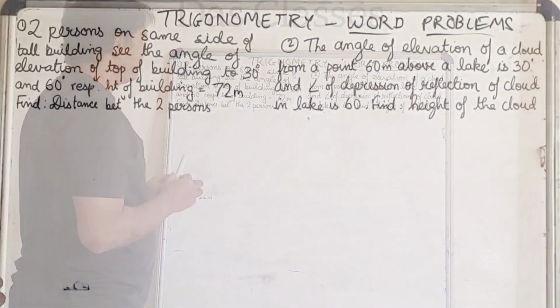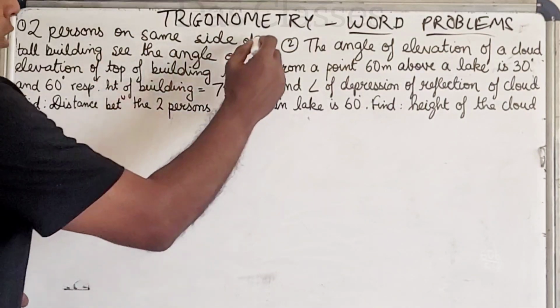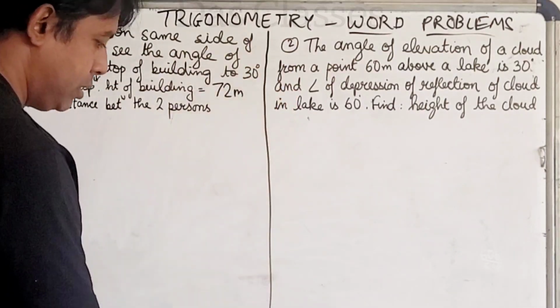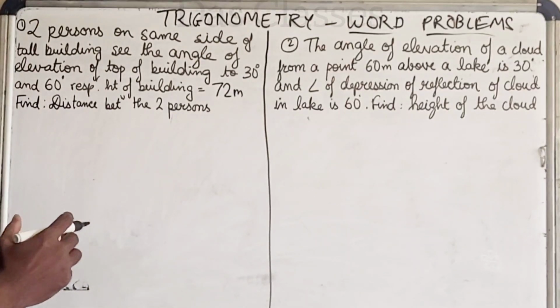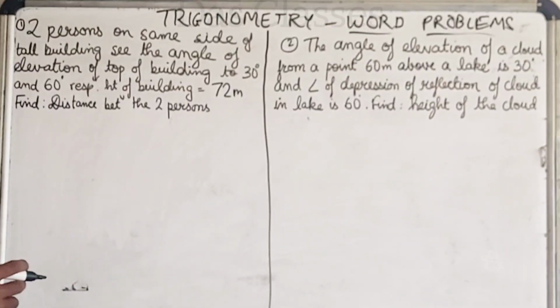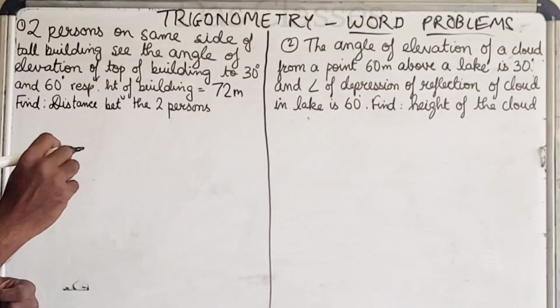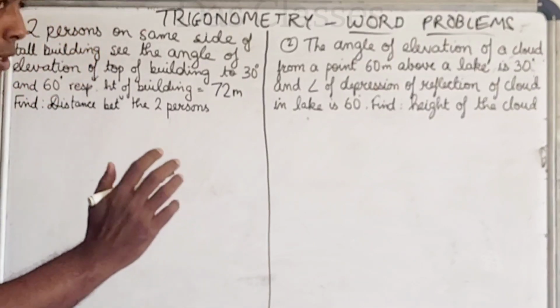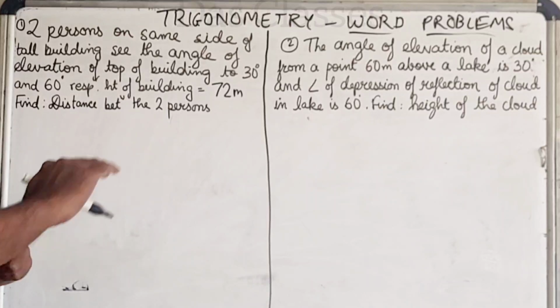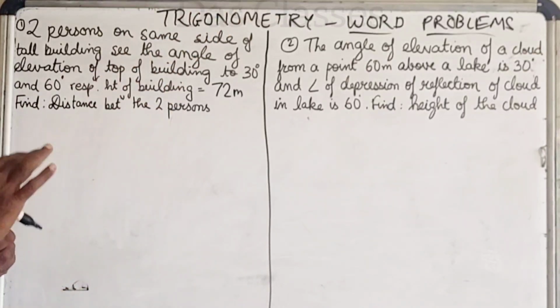So let's start. To explain the concept, we'll see these two sums. I've already written the sums. Before I start word problems, there are two things that you'll come across in word problems, that is angle of elevation and angle of depression. Elevation means above, depression means down.